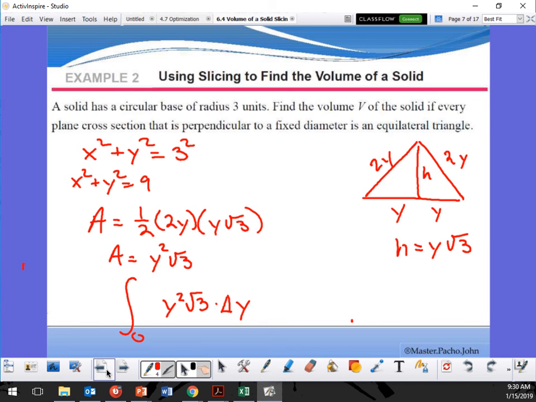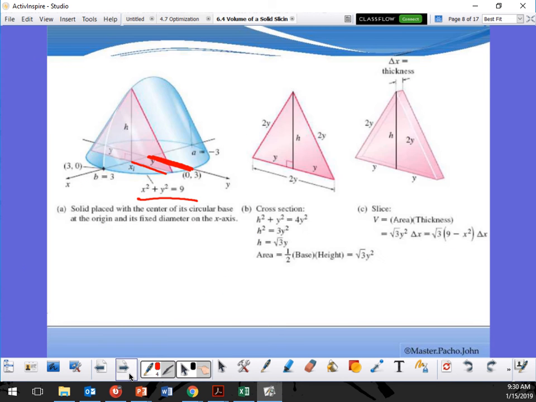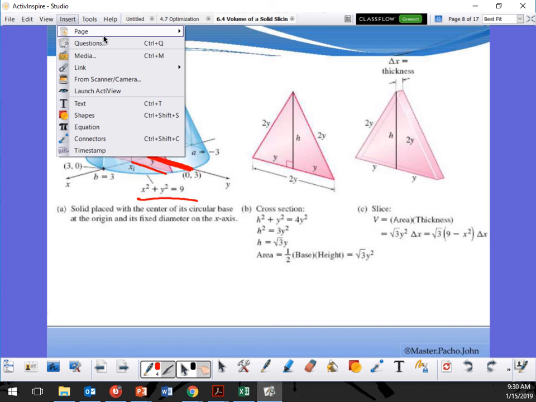Did I lose it? No, there it is. Okay, so right here, yeah, do I need another page? Yeah, I do. All right, insert page after.